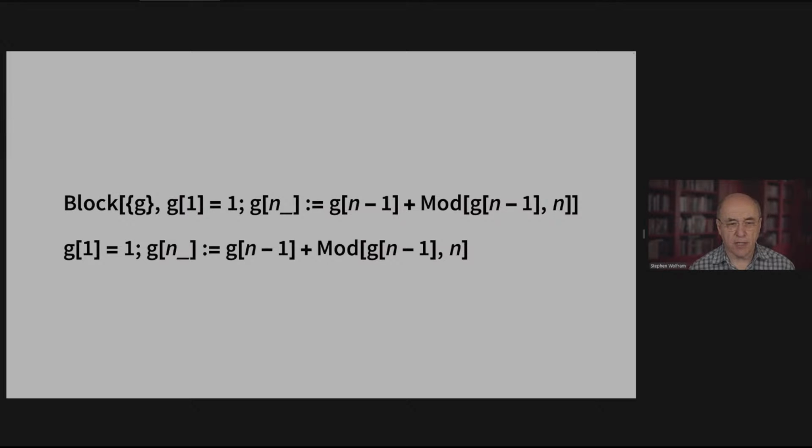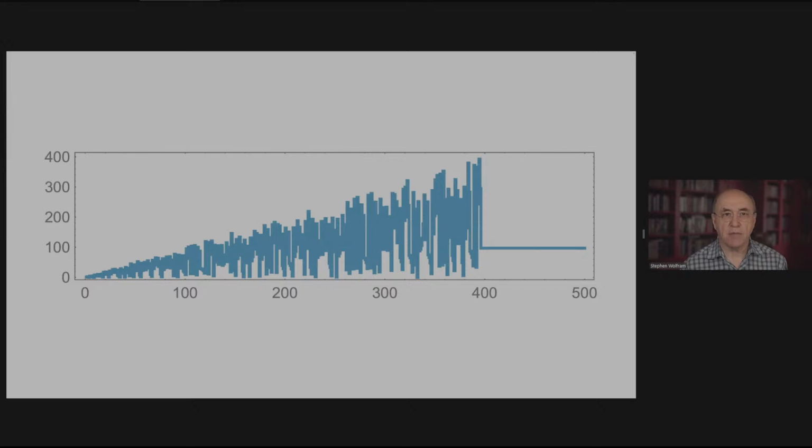I don't know why that first line is there. That first line is a copy of the second one. We should just look at the second one. In any case, plotting this gives this result. Bizarrely reminiscent of McCarthy's 91 function, where for n greater than or equal to 396, g of n plus 1 minus g of n is always 97, and g of n equals 386.06 plus 97 times n minus 396.